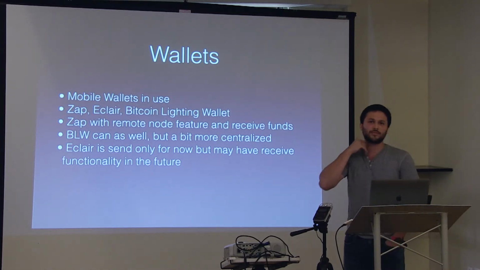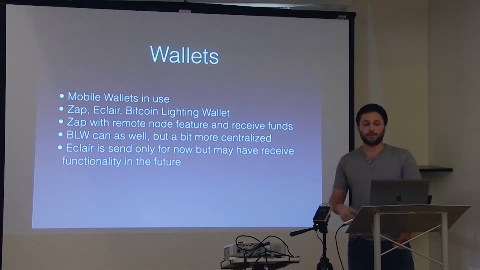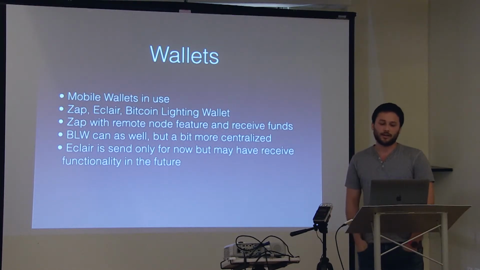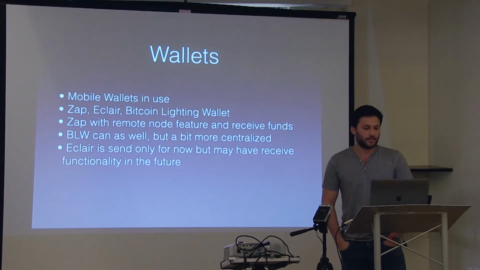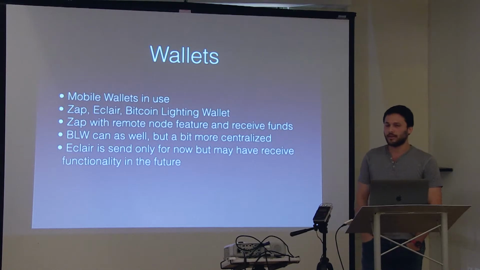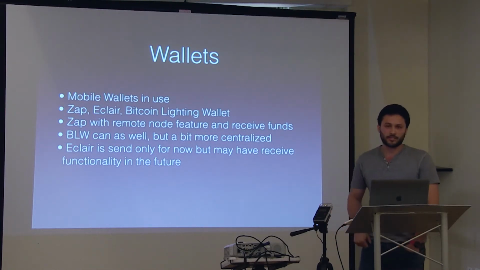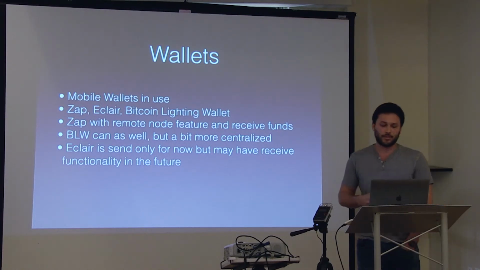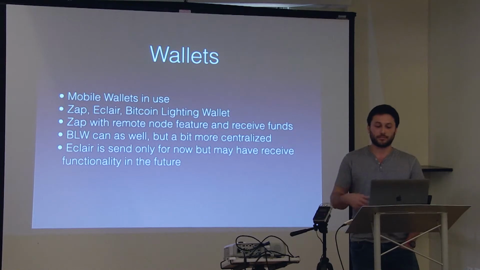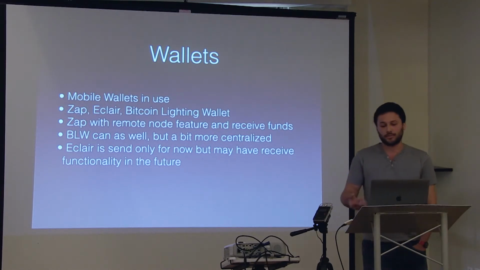So, mobile wallets in use. From support requests, I've seen users use Zap, probably with the remote node, Eclair, and Bitcoin Lightning wallet. BLW is an Android-only Bitcoin Lightning wallet, not Litecoin. They are more centralized as they handle routing on their end and pass that info to the user, but it seems to have a better user experience for now. Eclair is send only for now, but it may have receive functionality in the future.